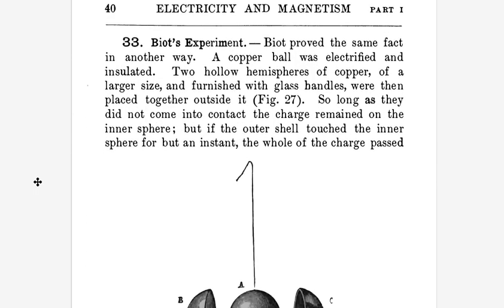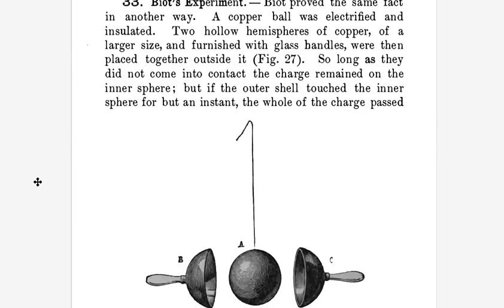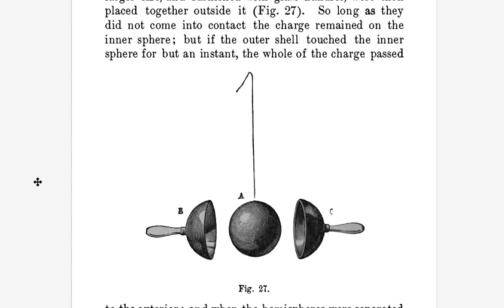33. Biot's experiment. Biot proved the same fact in another way. A copper ball was electrified and insulated. Two hollow hemispheres of copper, of a larger size, and furnished with glass handles, were then placed together outside it, figure 27. So long as they did not come into contact, the charge remained on the inner sphere, but if the outer shell touched the inner sphere for but an instant, the whole of the charge passed to the exterior. And when the hemispheres were separated and removed, the inner globe was found to be completely discharged.